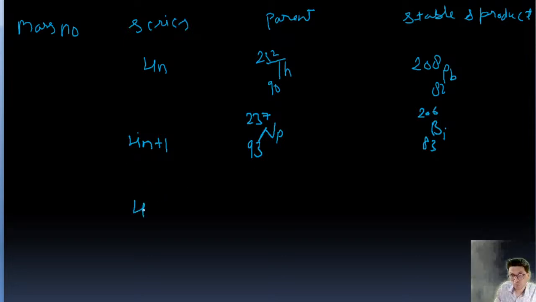Next is the 4n plus 2 series, that is uranium. Uranium, that is U 92, 238, and the stable product is lead 206, Pb.